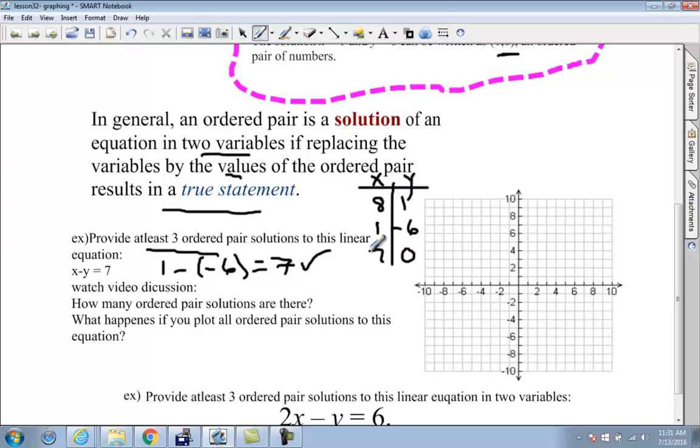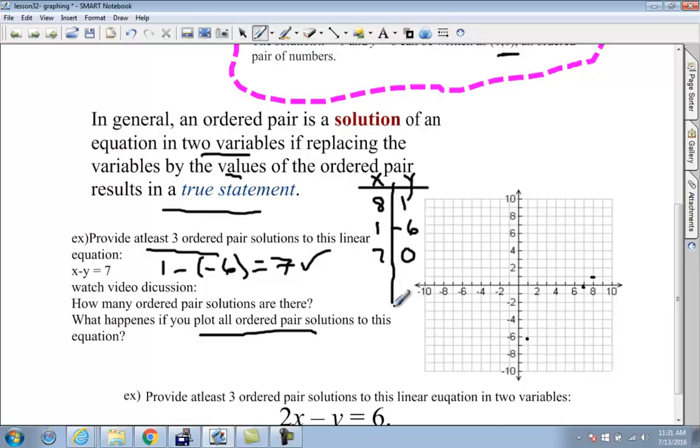The question is, what happens if you plot all your ordered pair solutions? There's something special about where they lie on the grid. So, okay, 8, 1, that's right here. 1, -6, so let's see, over 1, down 6, that's right here. 7, 0, that's right here. And you start to think, maybe they're in a line.